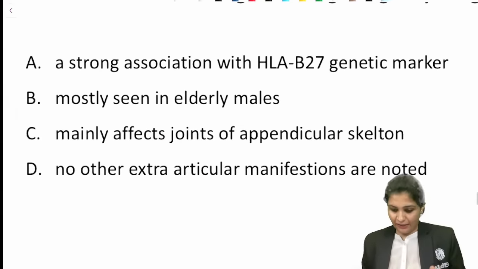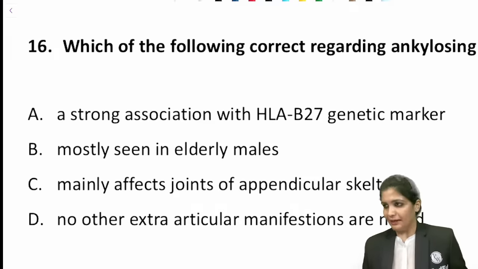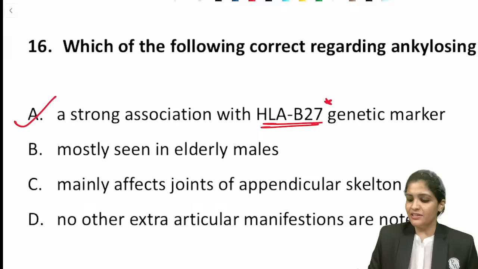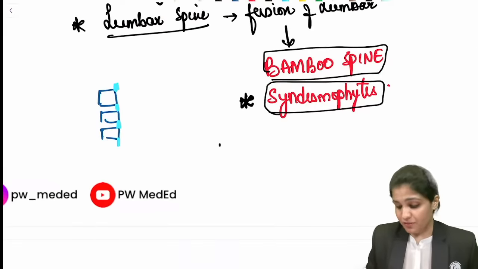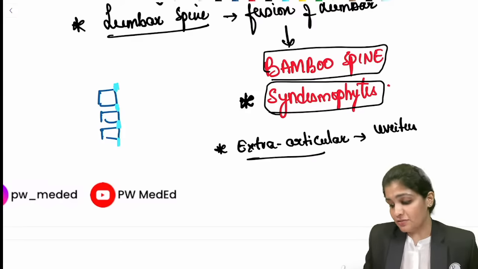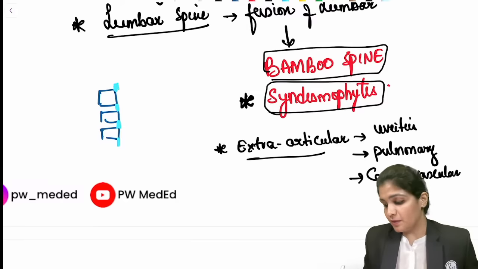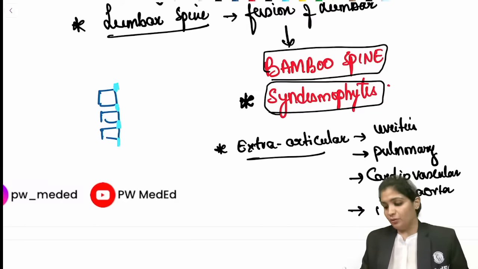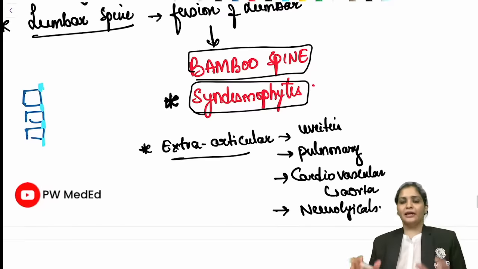Okay, now based on this information, I think you can answer this question. So it has a strong association with the HLA B27 genetic marker. So A, very good. HLA B27 genetic marker, right? And the option saying there are no extra-articular manifestations is wrong, because in ankylosing spondylitis, another important feature is that it involves extra-articular manifestations. So what are those? It will result in uveitis in the eye, and it can involve pulmonary complications, cardiovascular complications, such as the aorta being involved, and neurological complications, right?